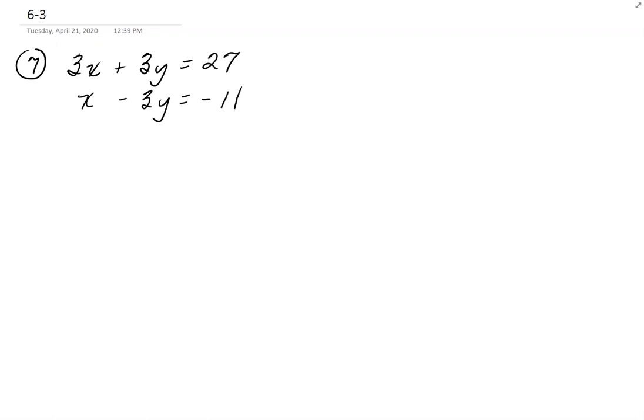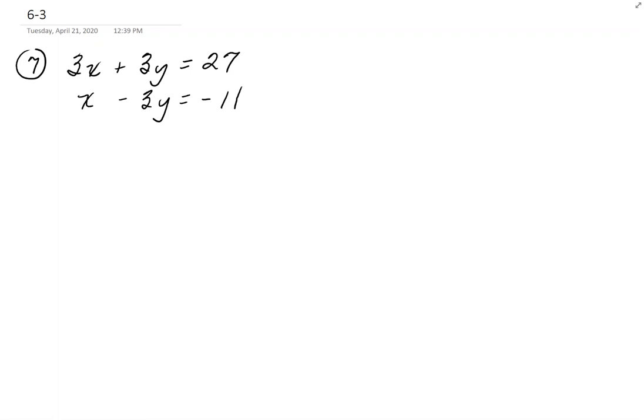Okay, this is a lesson on what your book may call elimination, it may call addition. Elimination is what happens, addition is what you do, so they're both good names for it. Okay, your assignment starts with number 7. So we have 3x plus 3y is 27, and x minus 3y is negative 11.